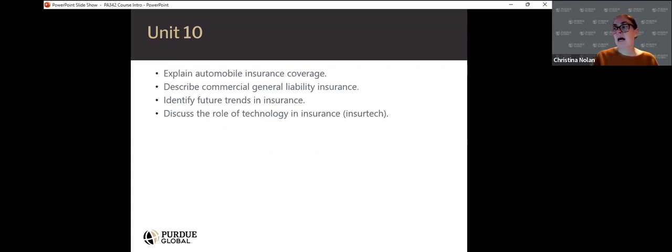Unit 10 ties up a lot of our loose ends. We look at auto insurance coverage. We look at commercial general liability insurance. This is for businesses. Future trends in insurance. What's going to be the future of insurance? Will it change? And then the role of technology in insurance, which is InsurTech. We've got the mix of technology with everything, and then you just add the word tech. But this is really something that is new and developing. So Unit 10 is a great place for it, because then we'll also, again, add current events and current developments in the law to this course. Probably in seminar, we can add it in the discussion board as well.